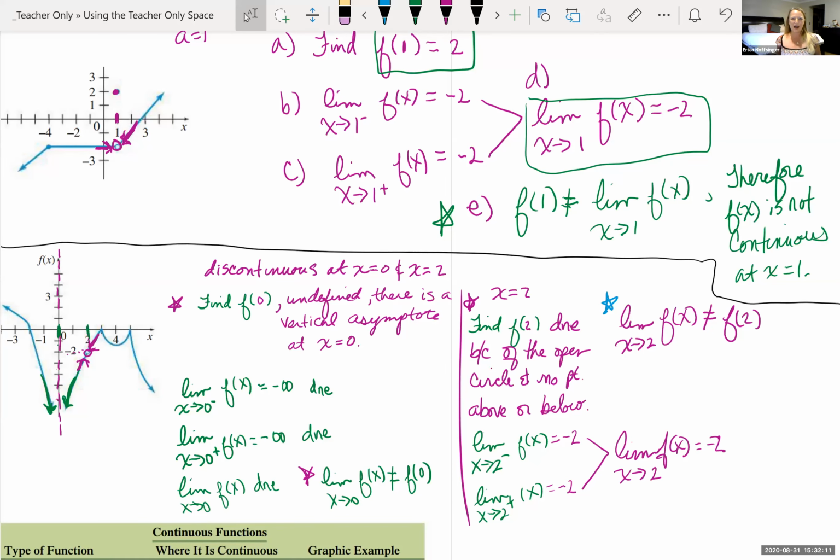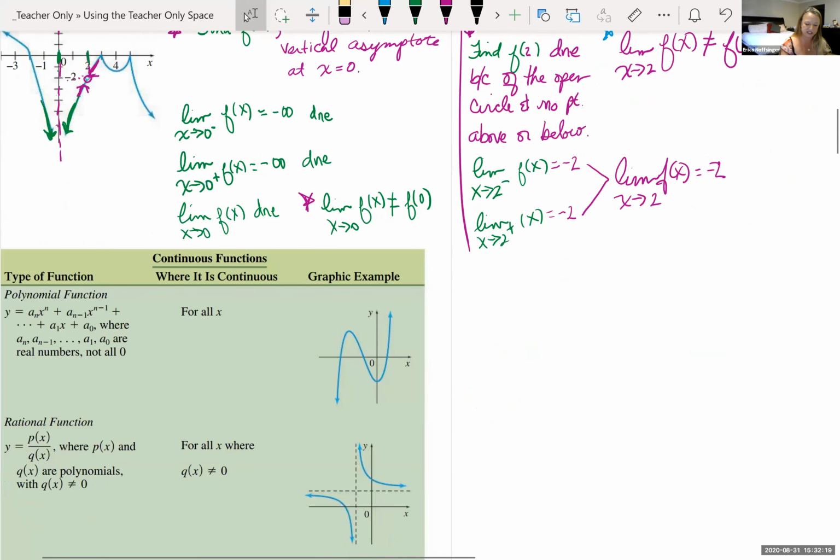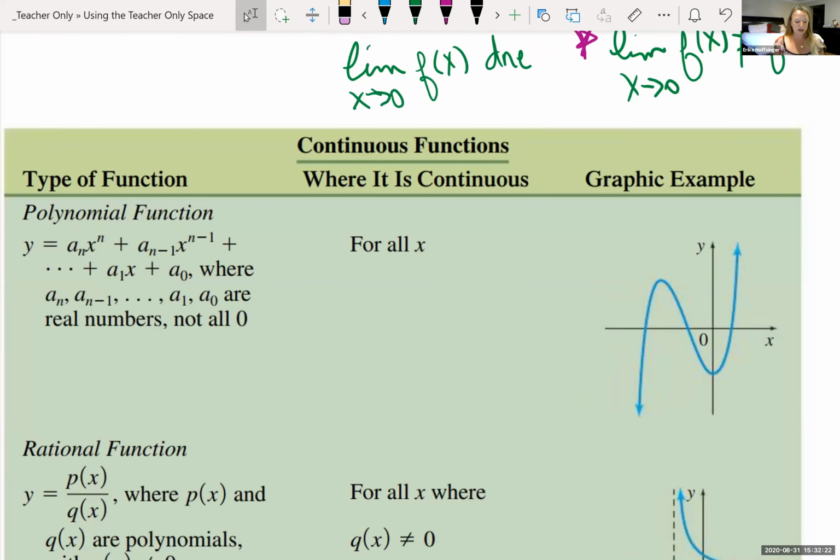Okay, so let's look at some following examples of where a function could be discontinuous or continuous. So we have different types of functions that we're going to look at. So polynomial functions, and the definition looks a little scary, but it's not too bad. A polynomial function is written mathematically as y equals a sub n times x raised to the nth power plus a sub n minus 1 times x raised to the n minus 1 power plus dot, dot, dot, plus a sub 1 times x plus a sub 0.